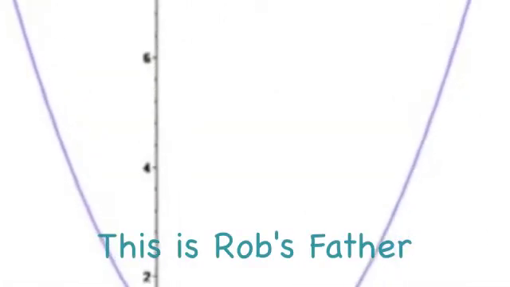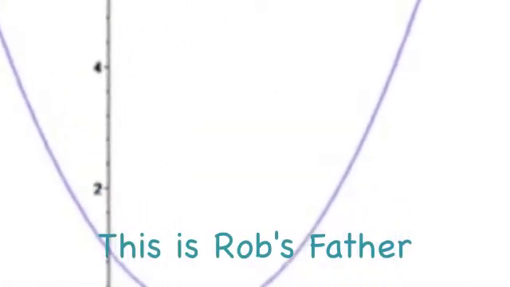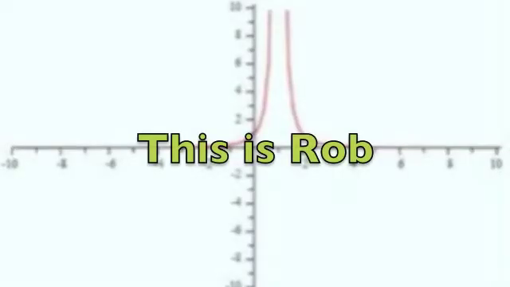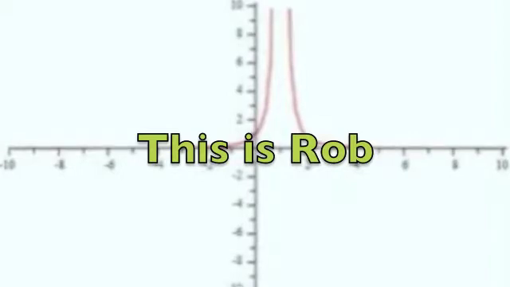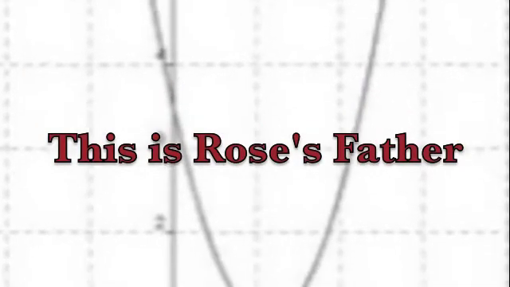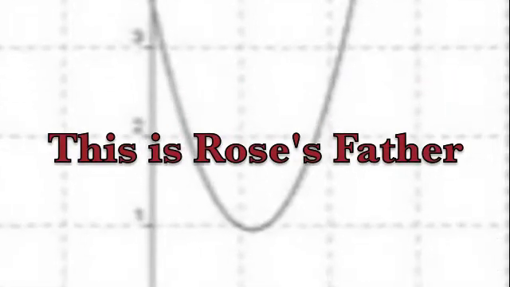If Rob's father was a quadratic with 1 zero, Rob would have 1 asymptote. Rob would look different than his sister Rachel, who also had 1 asymptote, because Rob is always positive. Therefore, this is what Rob would look like. If Rose's father was a quadratic with no zeros, Rose would have no asymptotes and look like this.